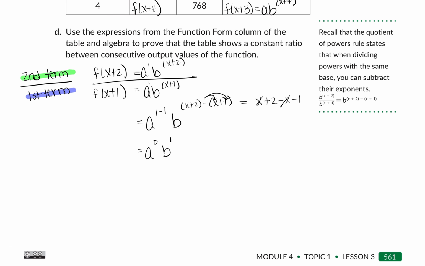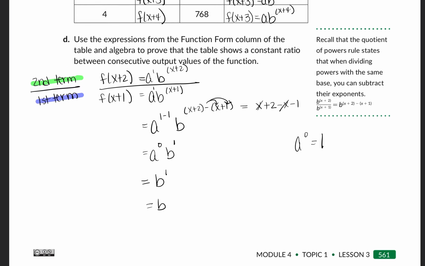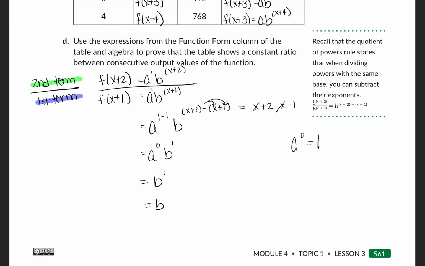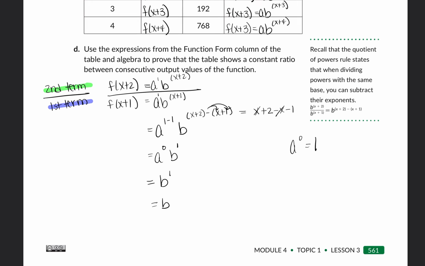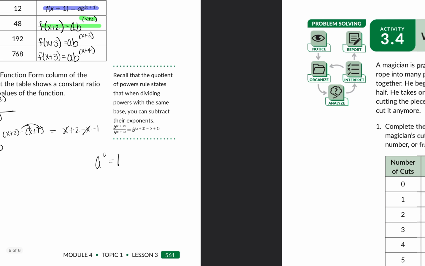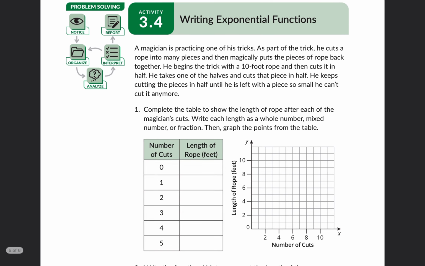I got lazy. Right? Well, anything to the power of 0 is 1. Right? So a to the power of 0 is going to be 1. And I am left with just b to the 1, which is just b. Okay? So again, I really wanted to do this so you can see kind of again how connected, but more than anything to also practice that quotient rule. Okay, now here, go ahead and we're going to flip.